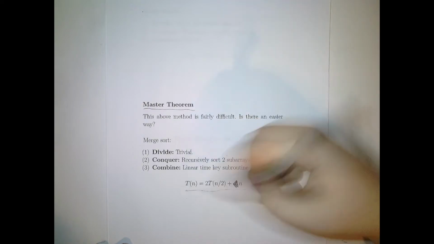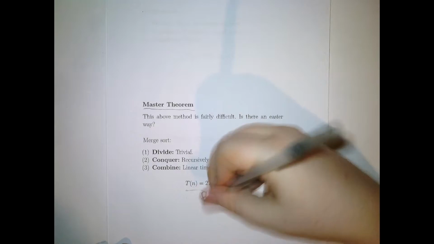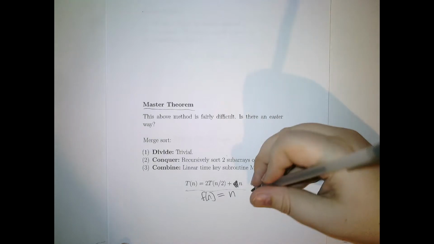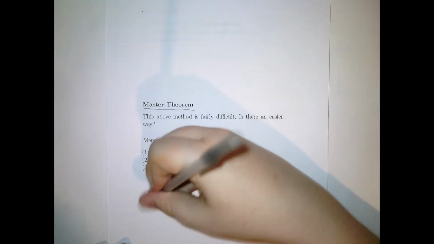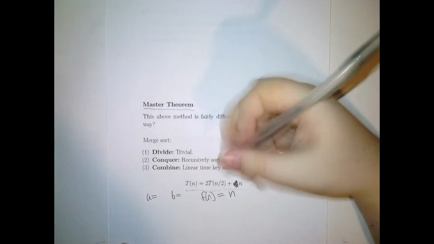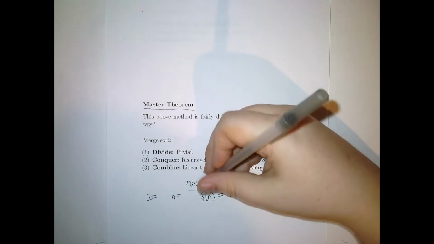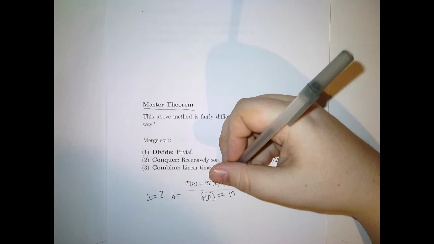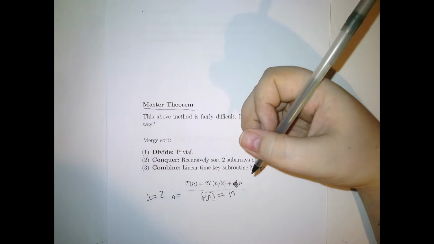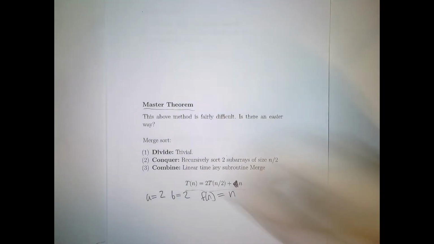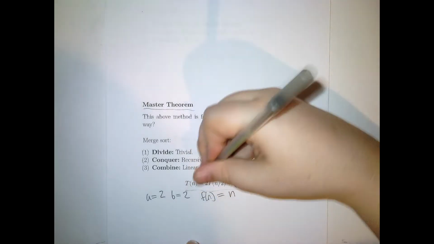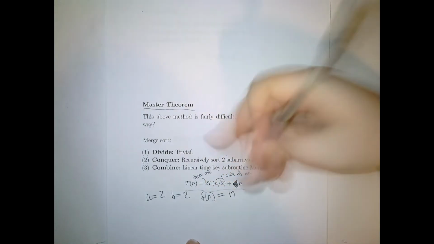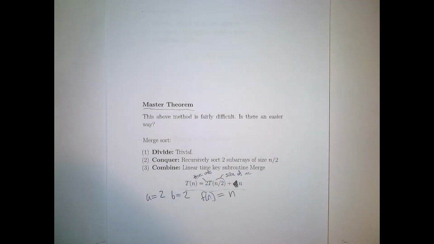So here's merge sort. F of n is easy, right? F of n is just n. But we also need to find what a and b are. Well, a is the number of recursive calls. So we know there are actually 2 recursive calls. And b is the amount we're dividing by in our recursive calls, so we're dividing by 2, right? So a is the number of recursive calls, the size of the recursive calls, and b is what we're dividing by in that size.